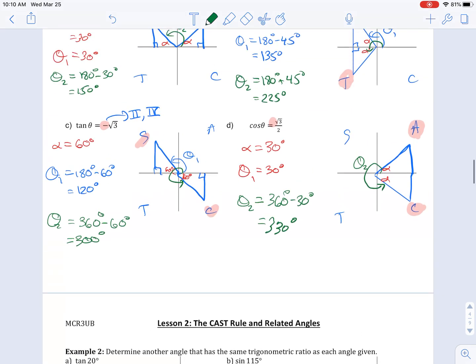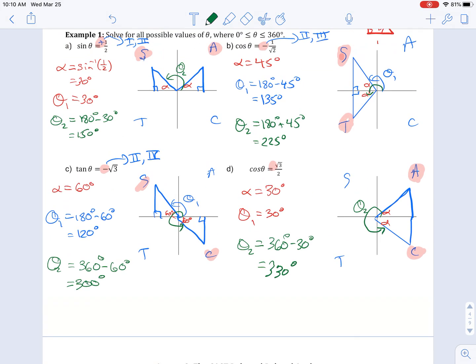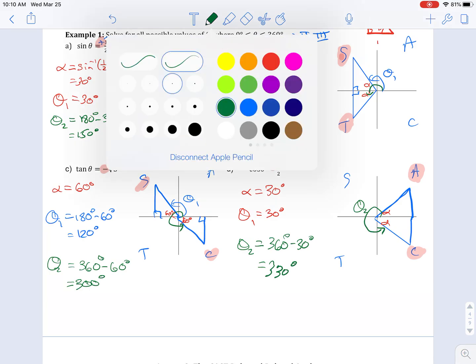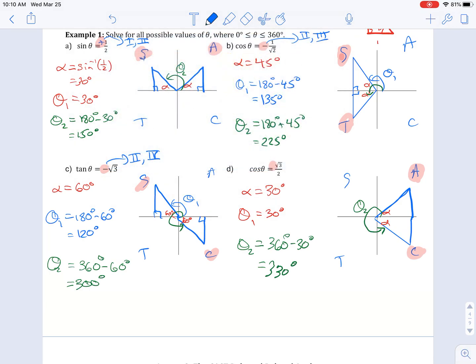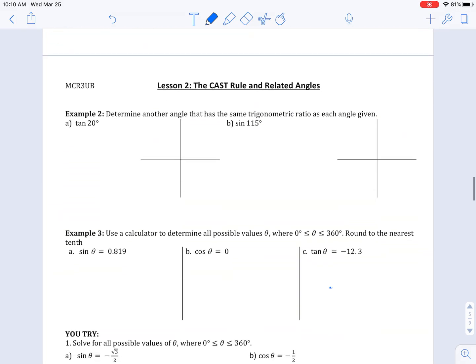So there's a lot going on in these questions, and you really have to think about it in several ways. One is the CAST rule. Another is, which values for your related acute angle are you going to use, and then you have to figure out your thetas based on your drawing.